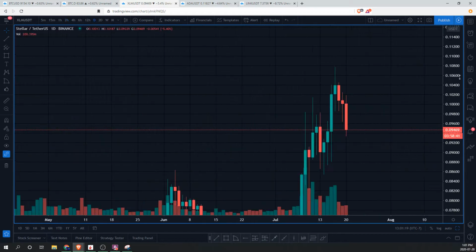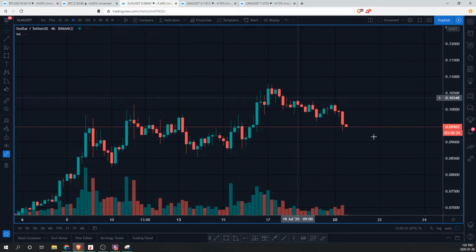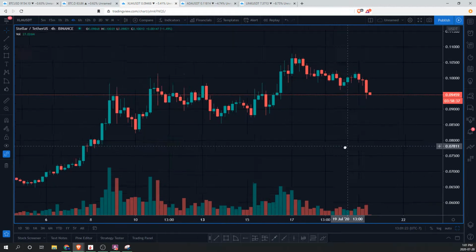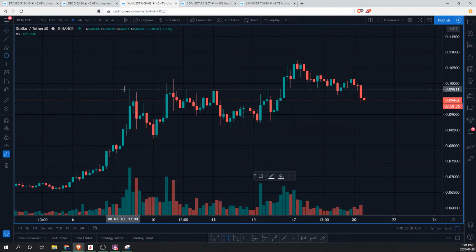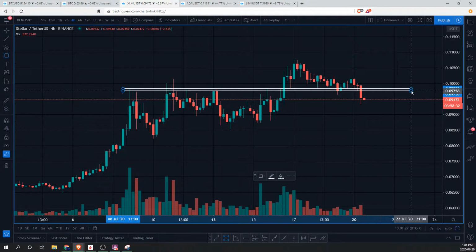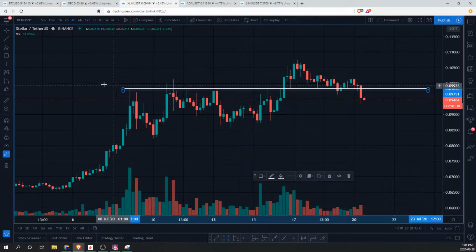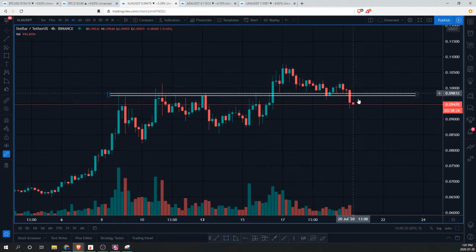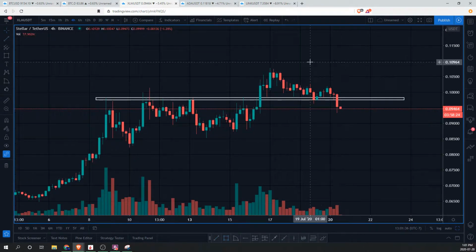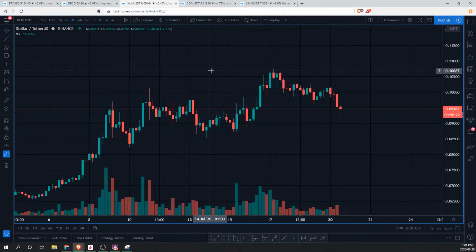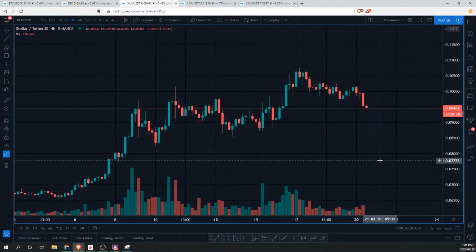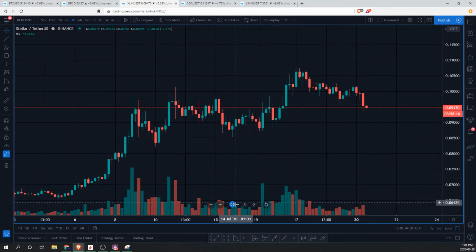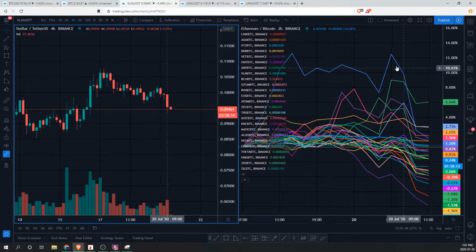But like I said, I did not take this entry because I was going away for the weekend, and I did not want to have a position over the weekend that I needed to manage, because I didn't want to be looking at charts. It broke below on the 4-hour, so it's looking a lot less bullish for Stellar. So definitely, I think being patient and waiting for the altcoin market to reemerge would not be a bad situation.